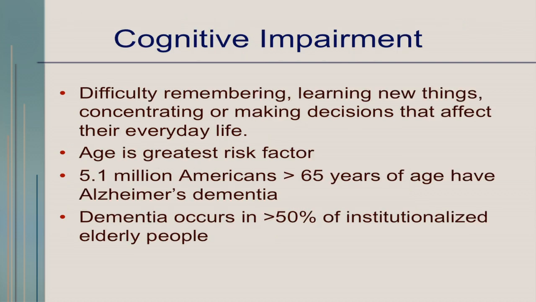So what is cognitive impairment and how does it affect pain assessment? Cognitive impairment is defined as difficulty remembering, learning new things, concentrating, or making decisions that affect everyday life. Age is the greatest risk factor. 5.1 million Americans greater than 65 years of age have Alzheimer's dementia, the most common type of dementia. And greater than 50% of elderly people living in facilities have dementia.